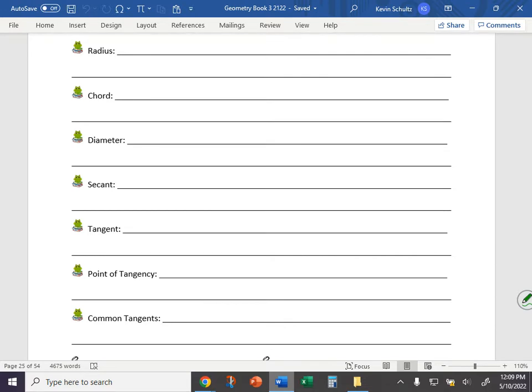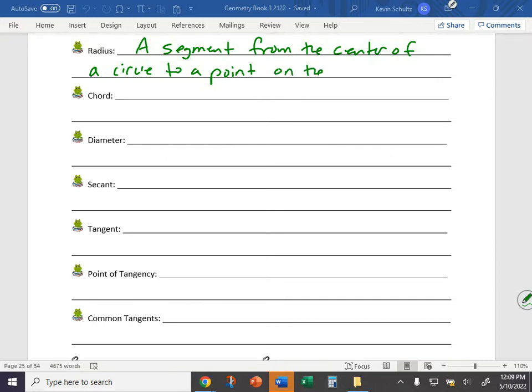Right. A radius is a segment from the center of a circle to a point on the edge. And I say edge kind of tongue-in-cheek because a circle, of course, doesn't have any sides, therefore doesn't have any edges. Just for lack of a better word, right? A radius goes from the center of a circle to a point on the edge of the circle. Doesn't matter where that point is on the edge of the circle.